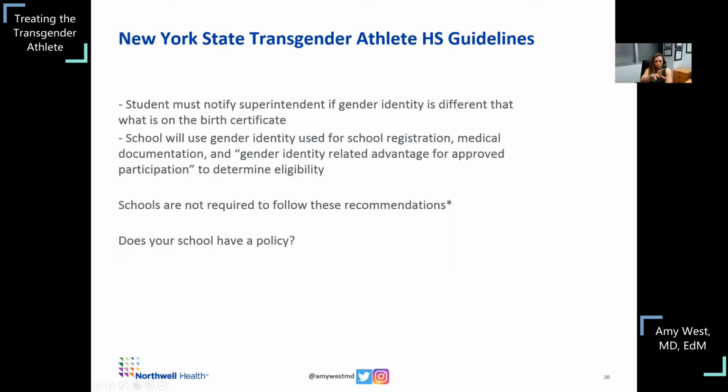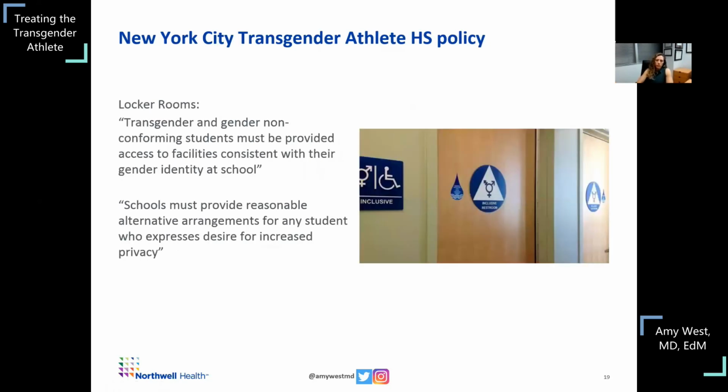They will use the gender identity for registration and medical documentation, and then there's a term that is a little confusing: to determine eligibility to play certain sports, they have to identify if there's a gender identity related advantage. What that means exactly is as clear as mud, really. Again, it seems to be on a case-by-case basis. It's a pretty vague rule, and not very clear. So again, these schools are not required to even follow this. It's good to know if the school that you're working with has a policy. Let me go forward.